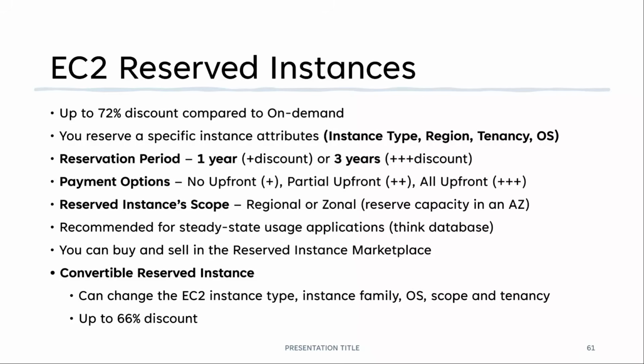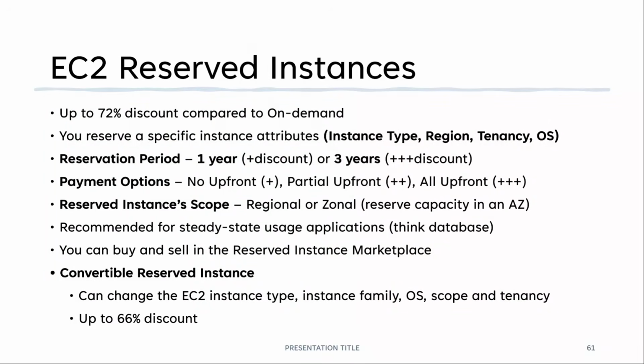Now reserved instance scope is regional or zonal. So basically it will be bound to a region or an availability zone. Recommended for steady state usage applications like a database. You can buy and sell in the reserved instance marketplace. So if you have purchased some reserved instances, you can, for example, create your own AMI and sell it on the AWS marketplace.